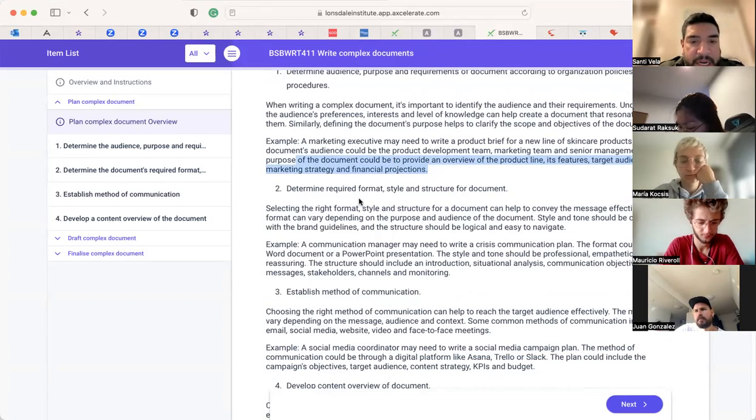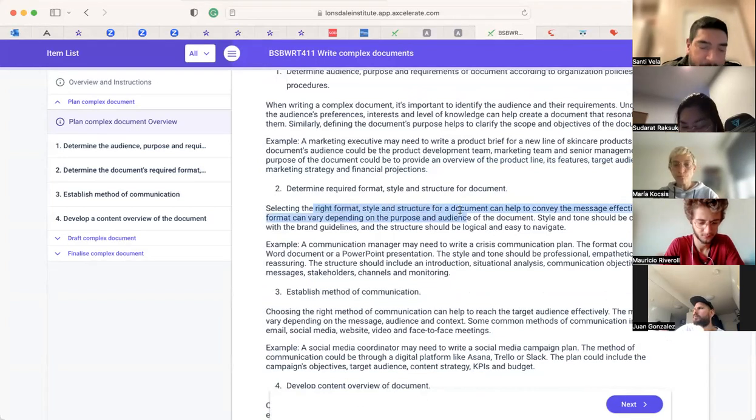We need to determine the required format. Selecting the right format, style, and structure can help you convey the message effectively. I told you, depending on your industry, you may need to write a very large business documentation or a very narrow, specific, short business documentation.